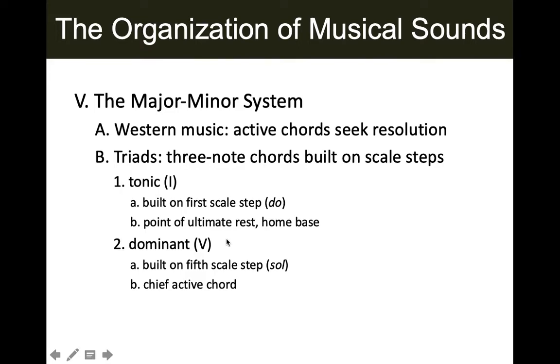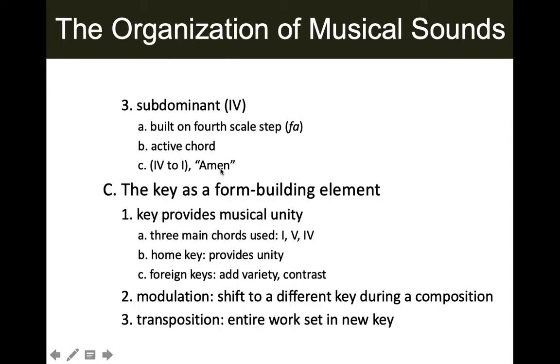Cool. All right, so we use the major and minor system in Western music. Active chords are always seeking resolution. Triads, remember, are 3 notes built on scale steps. We talked about tonic. It's the first note of the scale, and we had talked about dominant. It's the 5th note of the scale, and we use those to build tonality in our system.